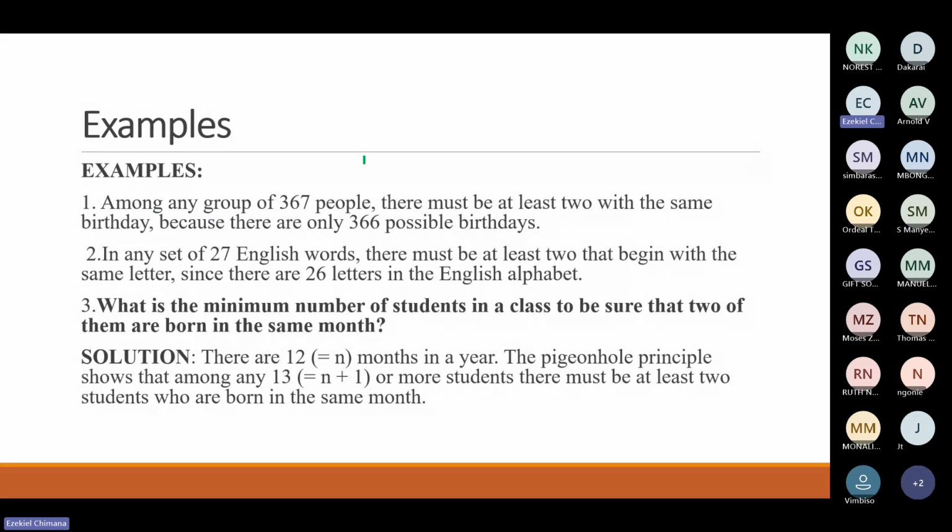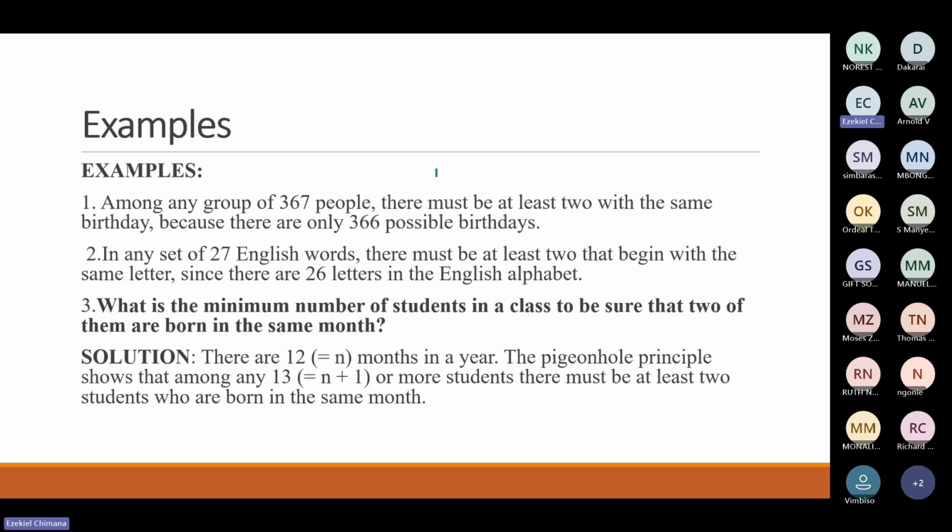Okay. Then this one is another example which says among any group of 367 people, there must be at least 2 with the same birthday because there are only 366 possible birthdays. So maybe you'll be asked, how many people do we need for us to have at least 2 people with the same birthday? That will be the question.